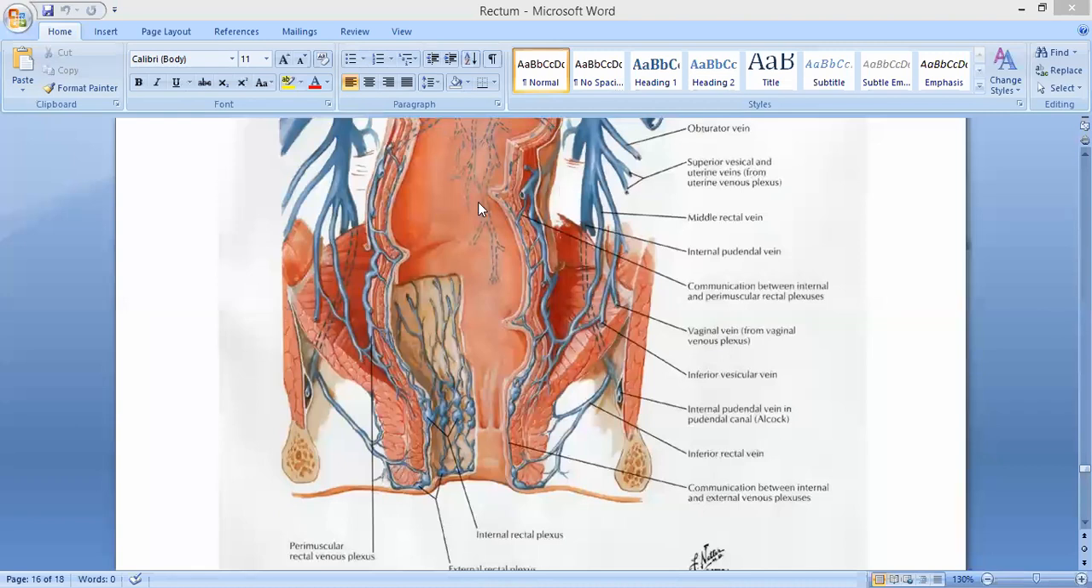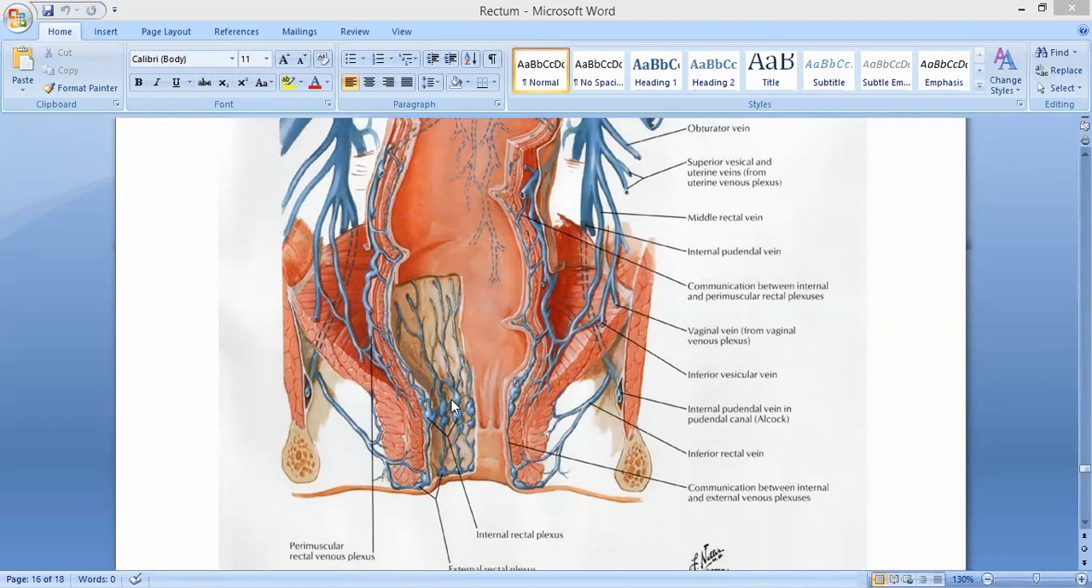The superior rectal veins drain into the inferior mesenteric vein, right? And as you can see, the middle rectal vein and the inferior rectal vein communicate with each other and with the superior rectal vein. These communications are another example of the portosystemic anastomosis I told you about, because the inferior mesenteric vein is part of the portal venous system, and the middle rectal vein and the inferior rectal veins are part of the systemic circulation. So this is another place where the portosystemic anastomosis takes place.